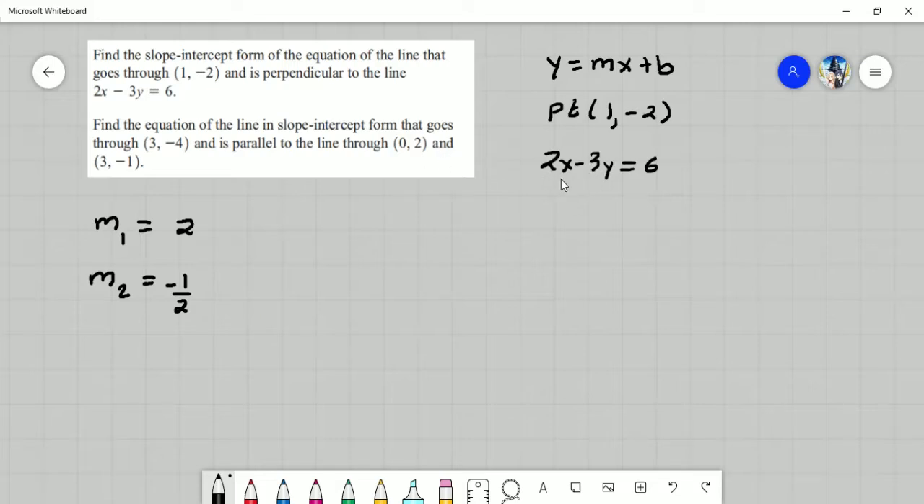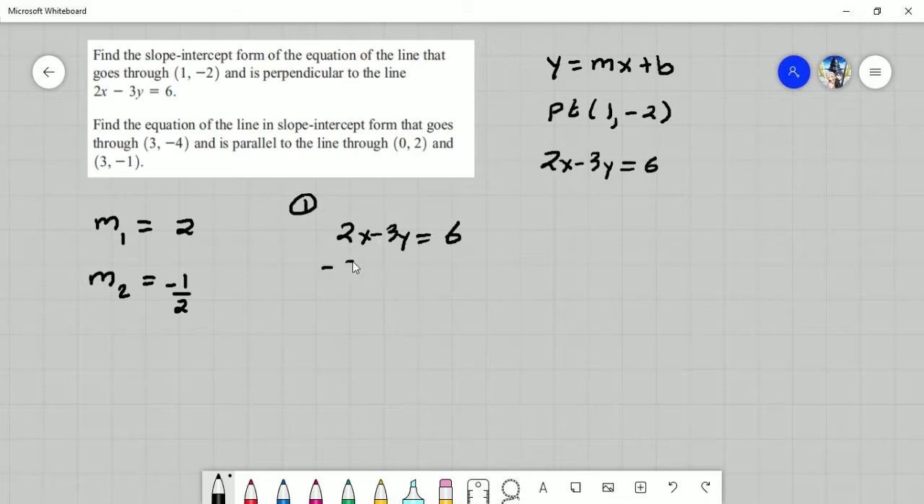We need to find the slope of the 2x minus 3y equals 6 line first, and then find the reciprocal and negative to get the slope for the line that we're trying to find in slope-intercept form. So first piece, find the slope of the 2x minus 3y equals 6 line. That goes back to putting it in slope-intercept form, because we need it in that form to identify the slope. So 2x minus 3y equals 6. This is my first step.